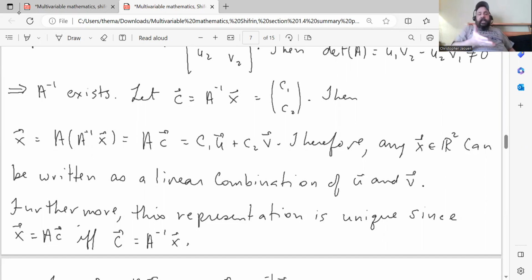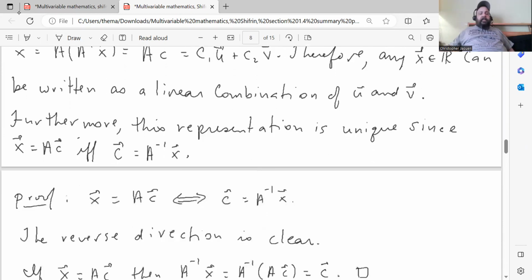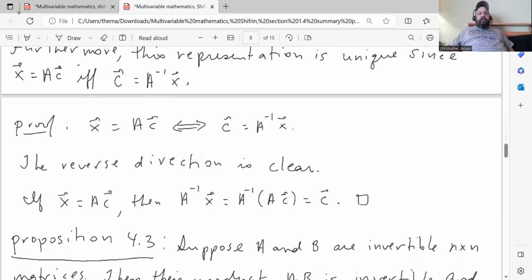Therefore, since x was an arbitrary vector in R2, we can write any vector in R2 as a linear combination of the vectors U and V. Furthermore, this representation is unique since x equals A c if and only if c equals A inverse x. If that's not obvious to you, I just did a very little proof here. He doesn't prove this in the book because it should be obvious, but if it's not, like I said, I gave a little proof here.